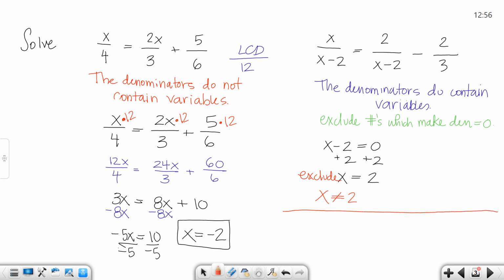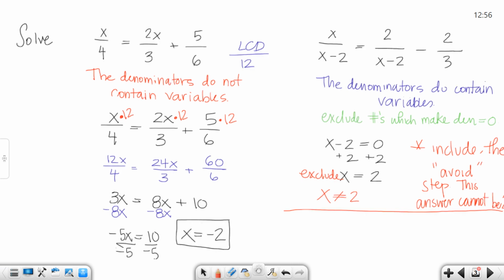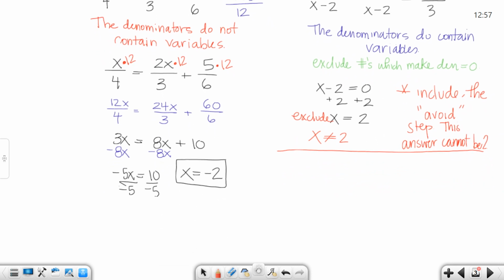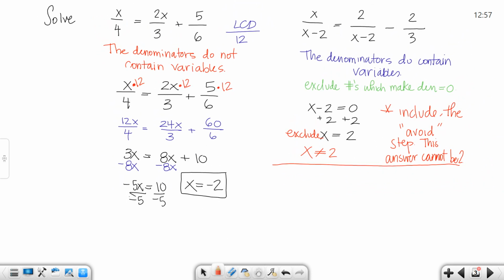If you have variables in the denominator, make sure you include the avoid step. This answer, in other words, this answer cannot be 2. Right, so let's see what our answer can be.